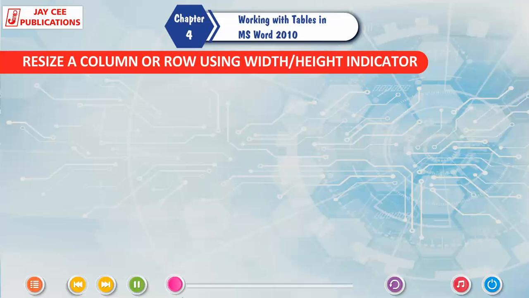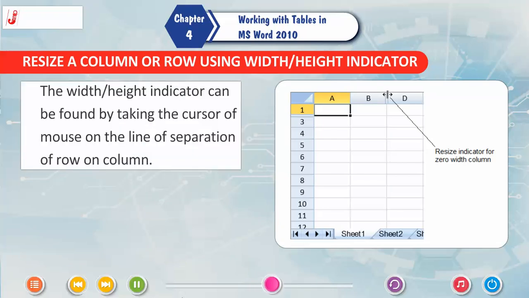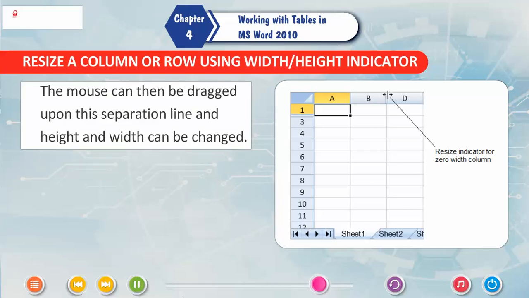Resize a column or row using the width height indicator. It is also possible to change the width or height of any row or all the rows. The height of a column or row can be increased or decreased with the help of the width height indicator. The indicator can be found by taking the cursor of the mouse on the line of separation of row or column. The mouse can then be dragged upon this separation line and height and width can be changed.